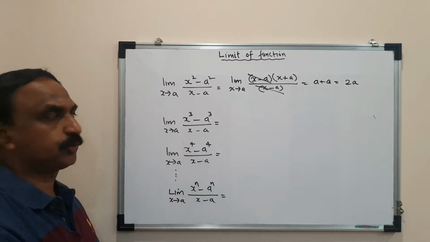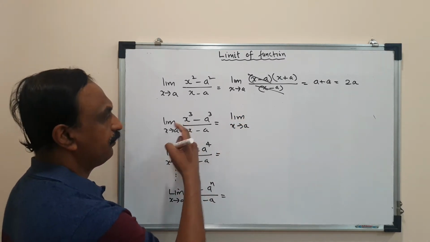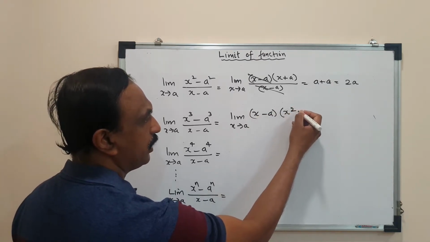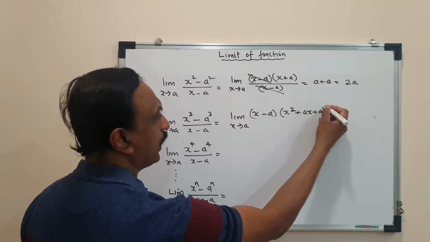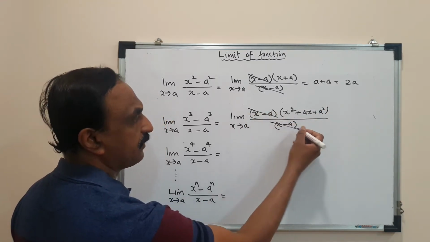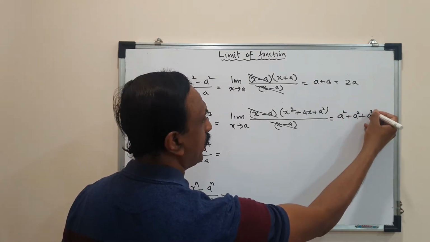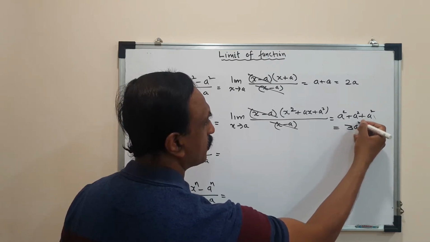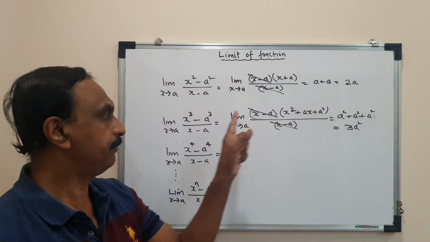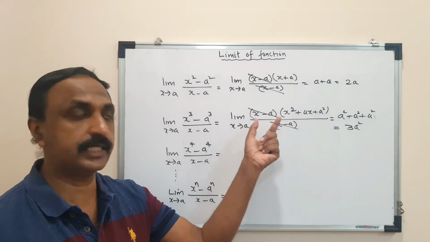Now, let's have a look at the next one. Here, I'm going to apply the a cube minus b cube formula. That gives x minus a into x squared plus ax plus a squared divided by x minus a. So again, x minus a will get cancelled. You will get the answer a squared plus a squared plus a squared, which gives me 3a squared as my answer. Very interesting to note: the power is 2, a's power is 1. Power is 3, a's power is 2, because one common factor reduces the x power.